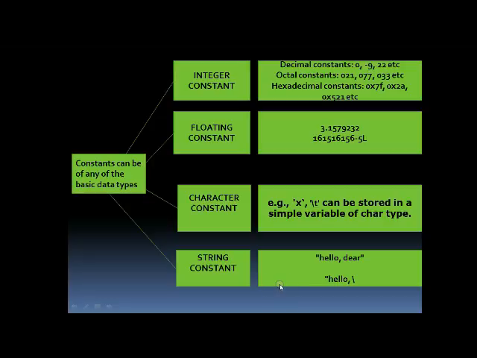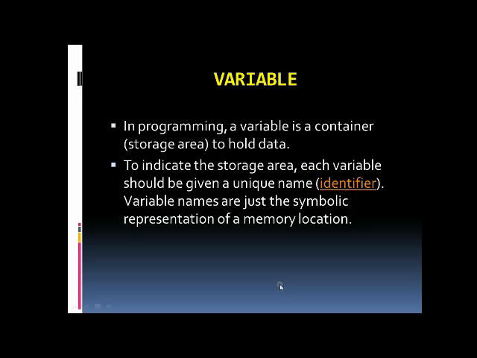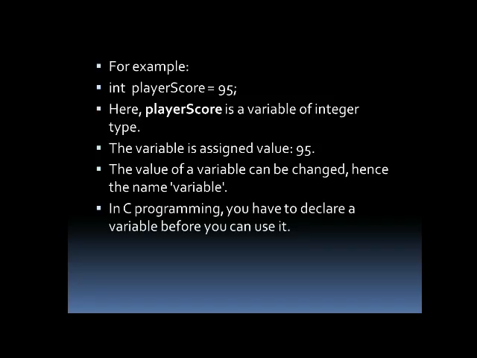So next we're going to see about variables. A variable is nothing but a name given to a storage area that our programs can manipulate. Each variable in C has a specific data type, which tells us the size and the layout of the variable's memory, the range of values that can be stored within that memory, and the set of operations that can be applied to that variable.